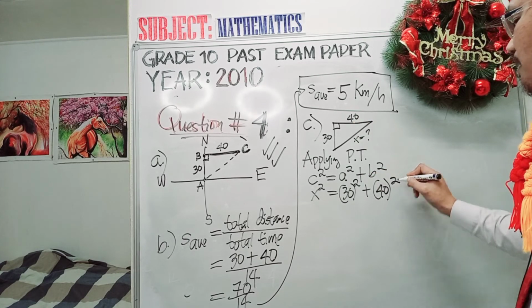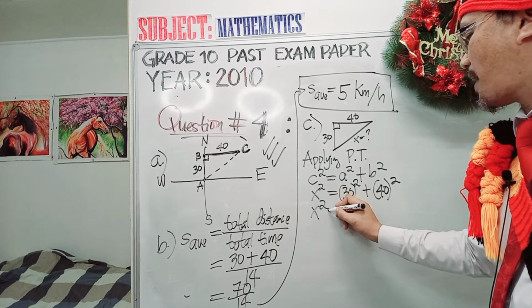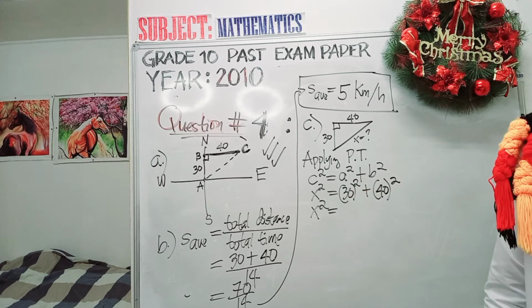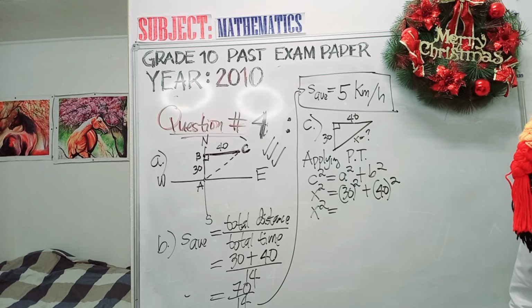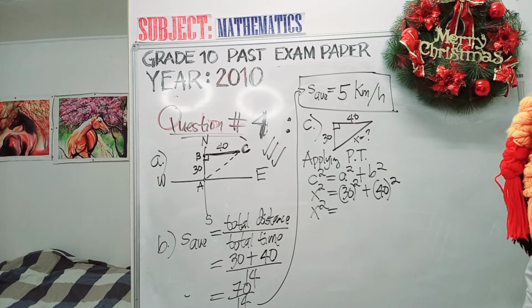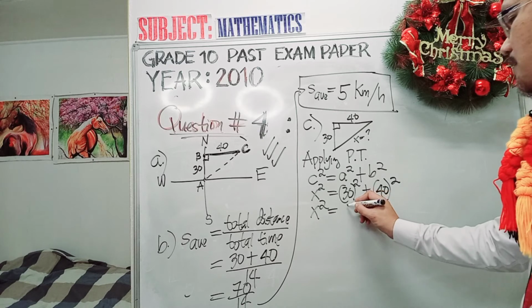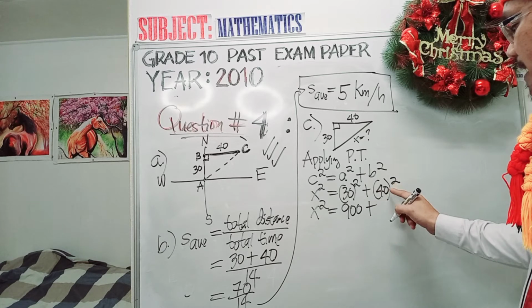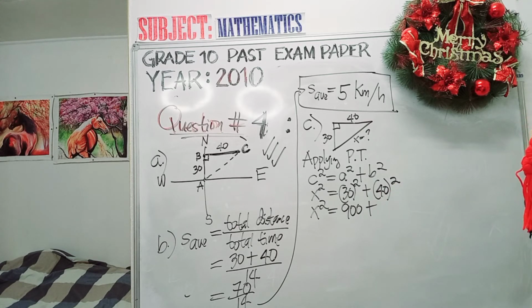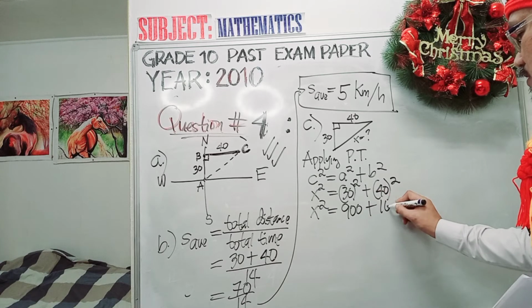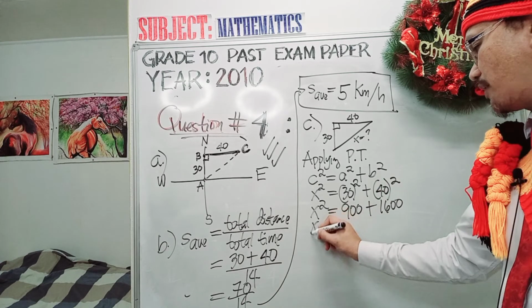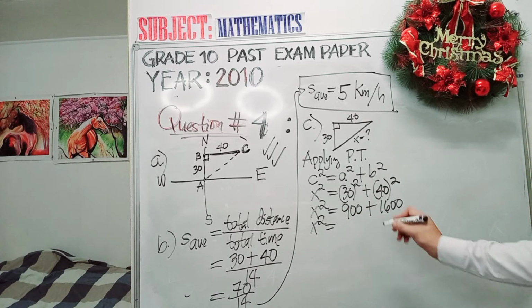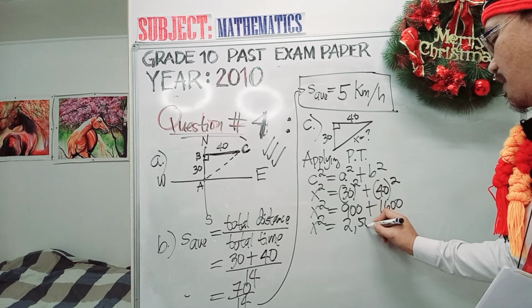40 square. So that is now X square is equal to, you are going to multiply 30 by itself 2 times. So 30 times 30 is equal to 900. This is 900 plus 40. You multiply 40 by itself 2 times. 40 times 40 is equal to 1,600. So X square now is equal to 900 plus 1,600, which is equal to 2,500.